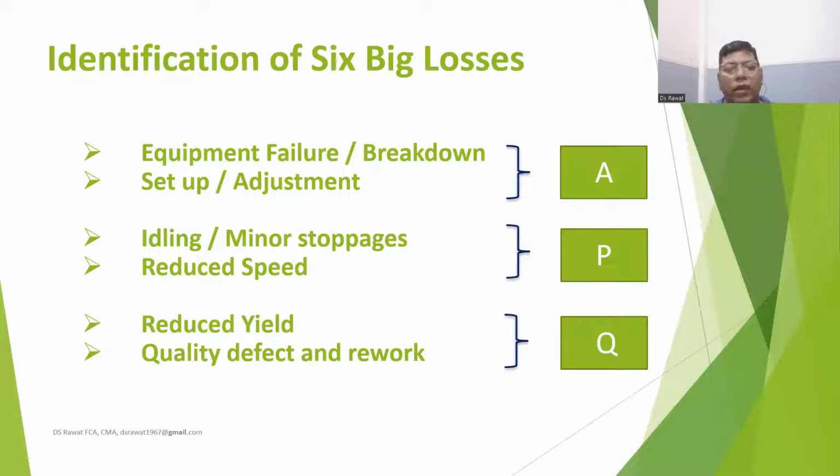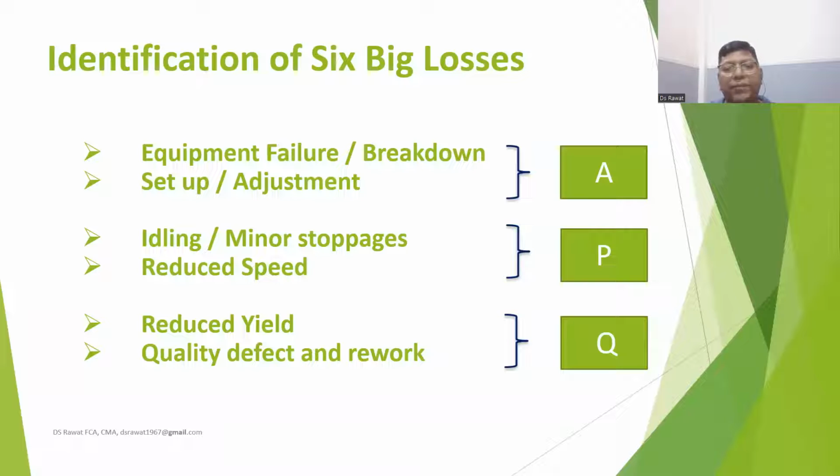What is A, which is the availability? Availability means availability of the machines for production. Why does availability reduce? Availability reduces due to equipment failure, breakdown, plant maintenance, unplanned maintenance, or different types of setup or adjustment. In this time, machinery is not available for production. We will give an example, and we will also show the computation of this availability factor.